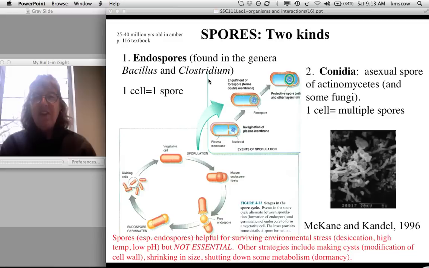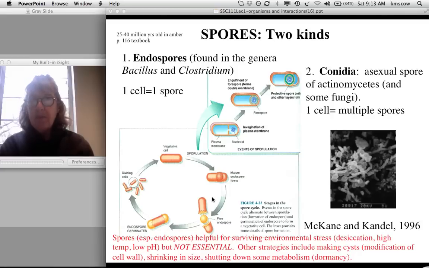But endospores are found only in the genera Bacillus and Clostridium, where they have this process that they go through when they see that things are going to get tough. They kind of make a good guess that they better go into this dormant phase to get through this hard time. And in that case, the contents of the cell reorganize into this very, very resistant form, which is called an endospore.